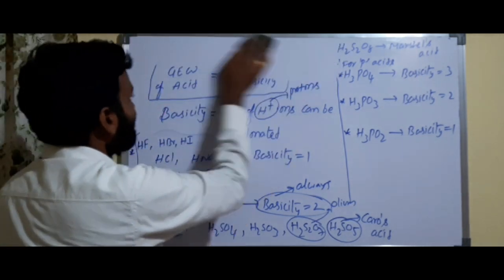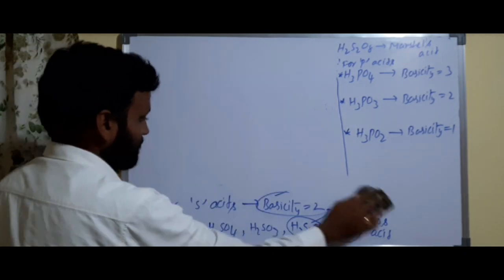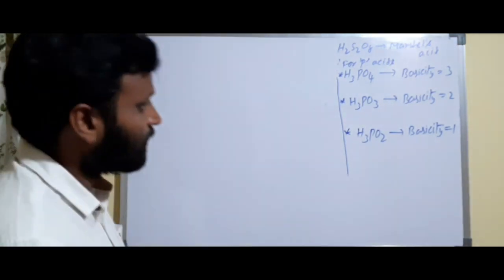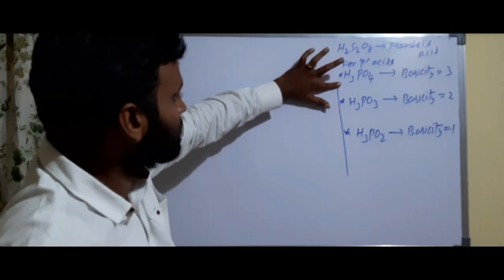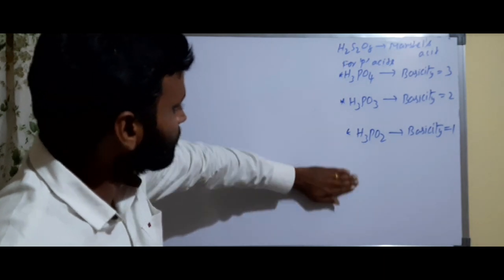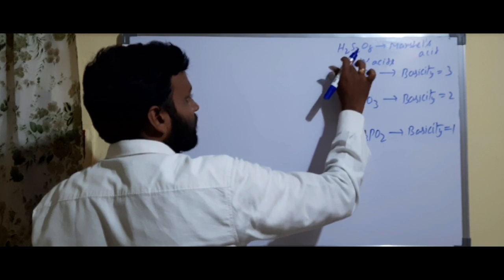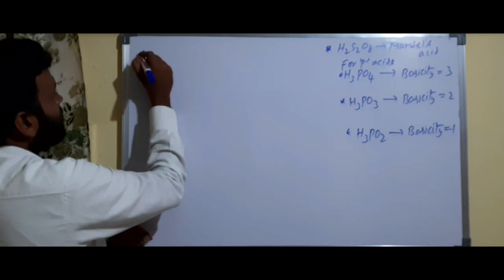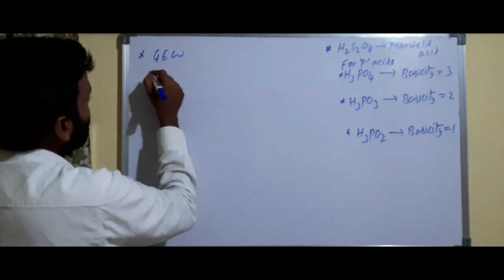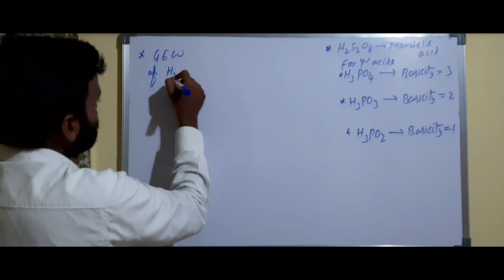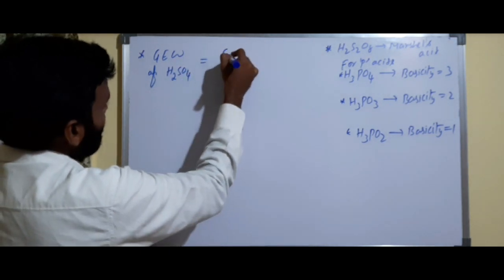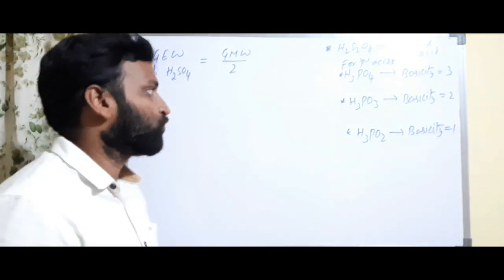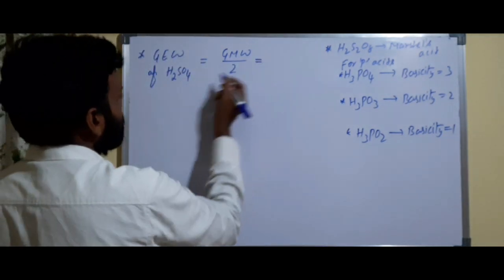Let's see some examples of gram equivalent weight of acids. You have clarity on sulfur and on phosphorus acids, and here you have H2S2O8. Now, the gram equivalent weight of H2SO4 is gram molecular weight by 2, as I told you, since sulfur acids have basicity 2.